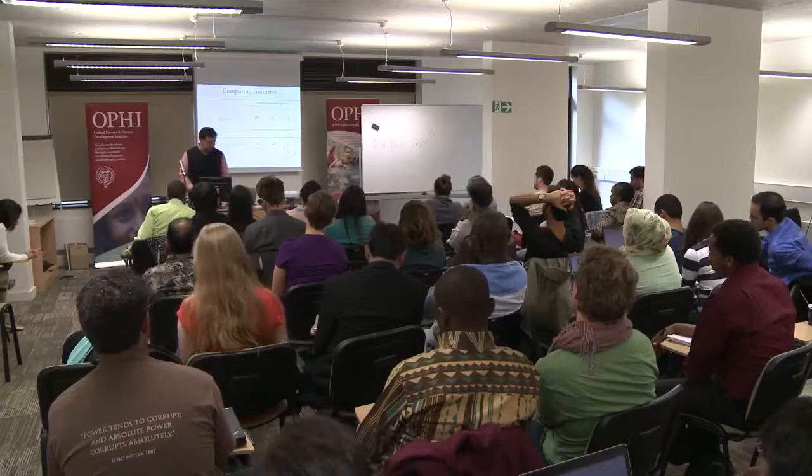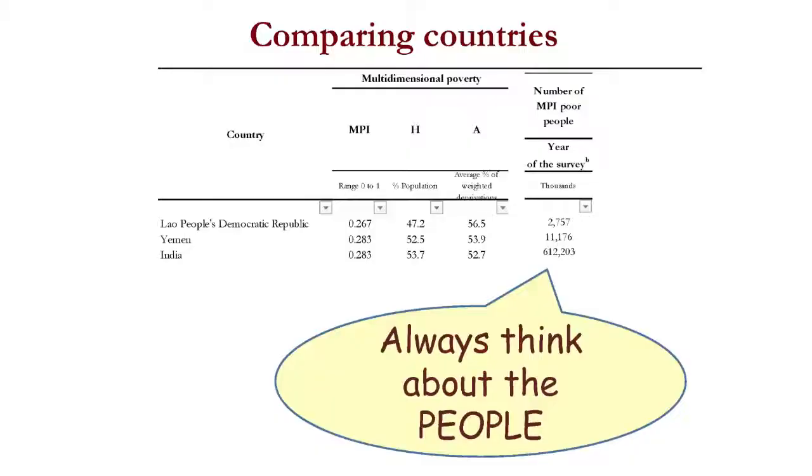However, when we are comparing countries and regions, try to add something else. We had the MPI, we have the headcount, we have the intensity. But in so many cases, it would be really crucial if you put the number of individuals that we're talking about.